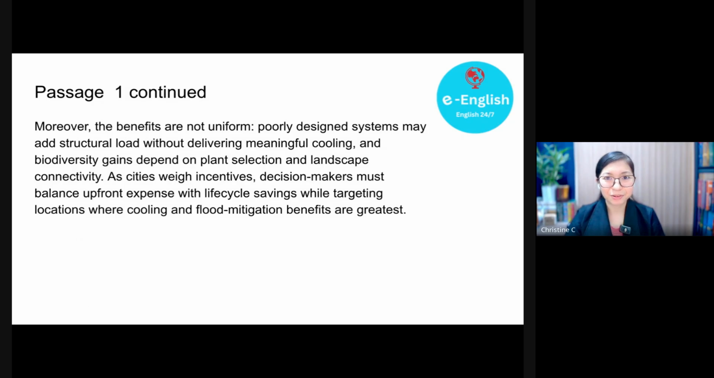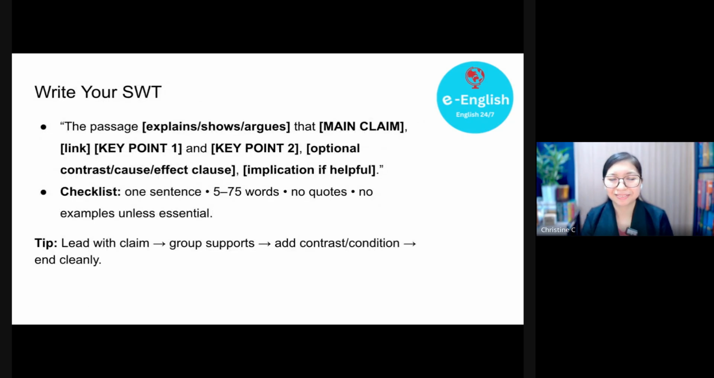All right, so let me move on to our template. Based on the passage, let's write our notes. The passage. Which word is best to use here? Which reporting verb shall we use? Shall we use explains, shows, or argues? The passage could be explains, could also be argues that.